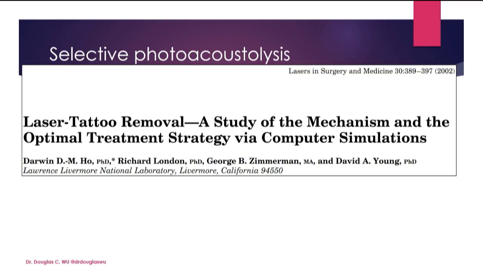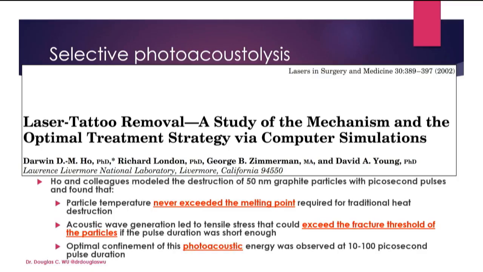So this is from the tattoo removal literature, and this is how we understand short pulse laser. Basically, out of Livermore, Young and colleagues did an experiment where they took 50 nanometer graphite particles and irradiated them with a picosecond pulse laser.